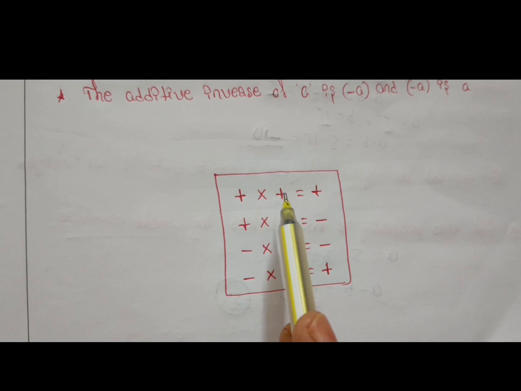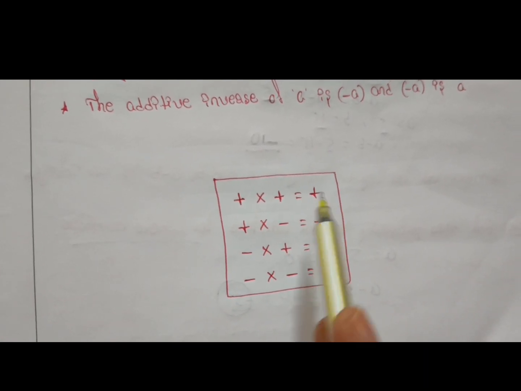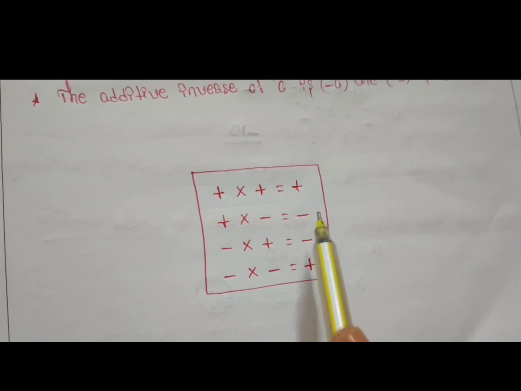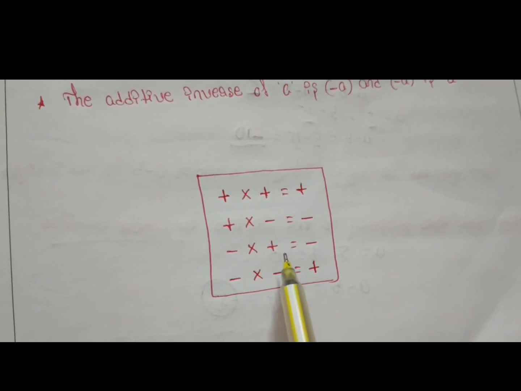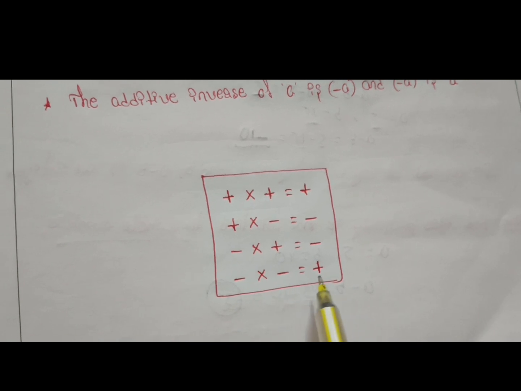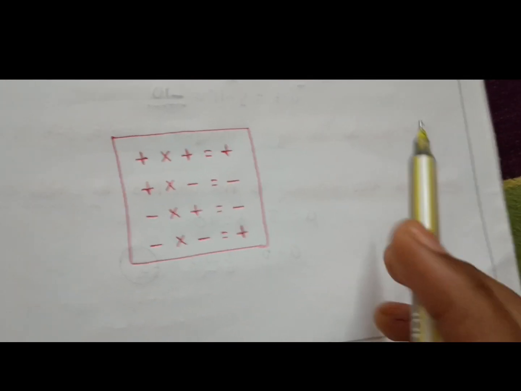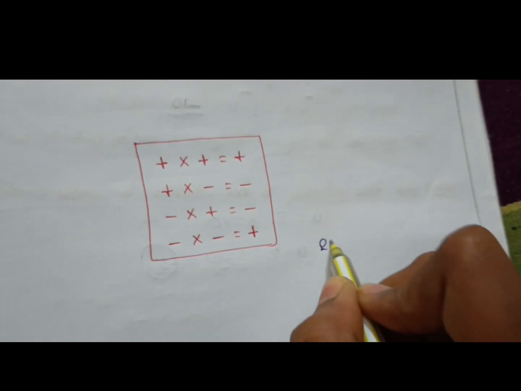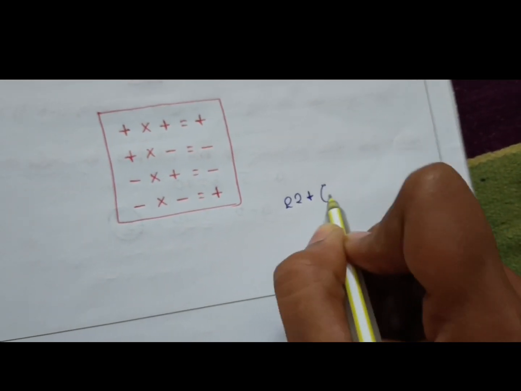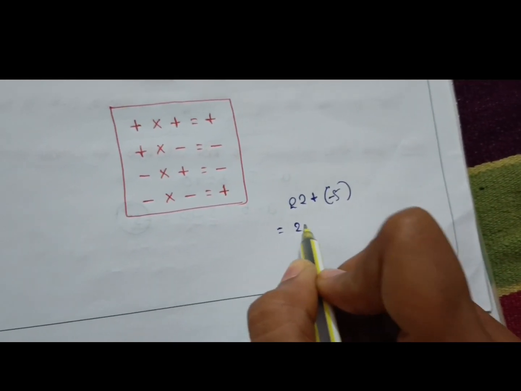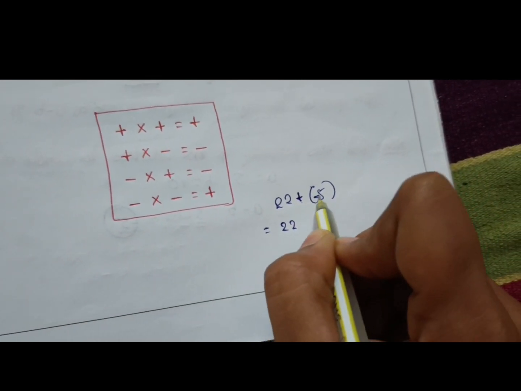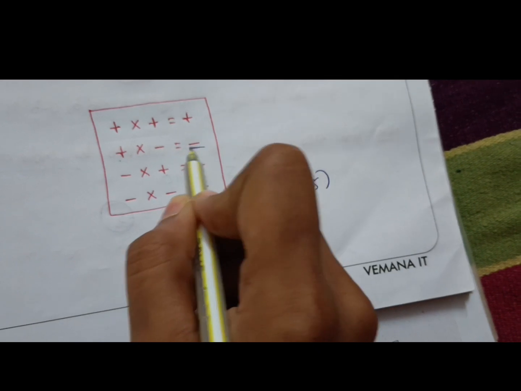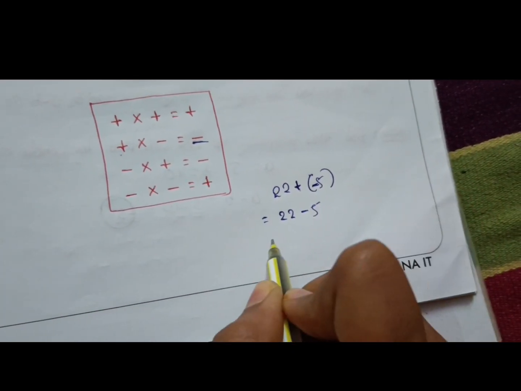First one, plus into plus is equal to plus. Second one, plus into minus is equal to minus. And third one, minus into plus is equal to minus. Minus into minus is equal to plus. You guys should be aware of these things before solving those problems. And whenever the bracket comes, you should multiply the two signs. For example, 22 plus minus 5 is equal to 22. Here you have to multiply these two signs. Plus into minus, minus. So minus 5. Like that.